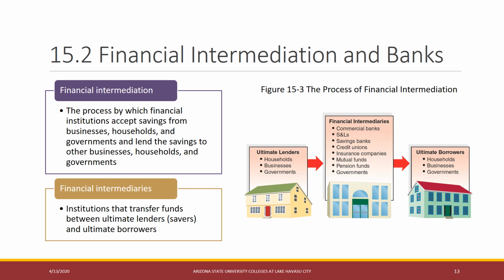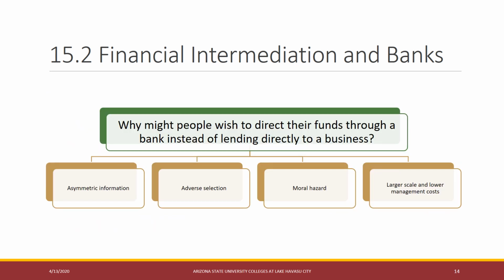Now, let us consider a question. Why might people wish to direct their funds through a bank instead of lending directly to a business? Think of it. To answer this question, we have to understand a few of the concepts that are mentioned here. One is asymmetric information, then adverse selection, moral hazard, large scale and lower management cost.